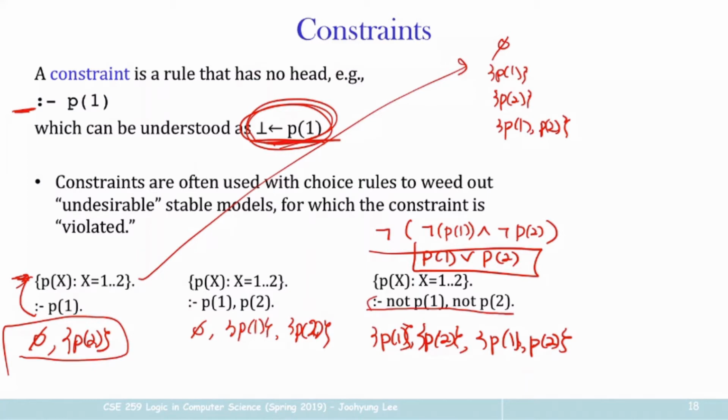Now sometimes this may look a bit involved because you have to have a double negation, but you already know how to write the formula equivalently using equivalences in classical propositional logic, okay? If you don't, you can still read it like this: if the stable model does not contain P1 and does not contain P2, then this violates the constraint. Which one does that? The empty set. It does not have P1 and does not have P2, so it violates the constraint.